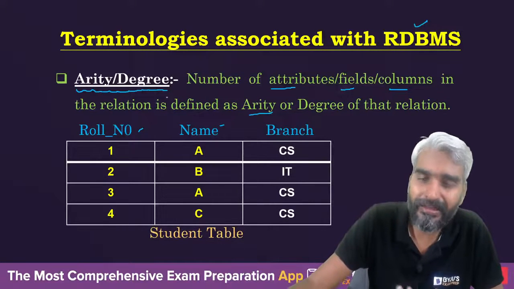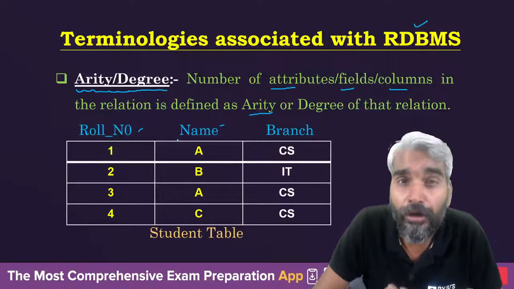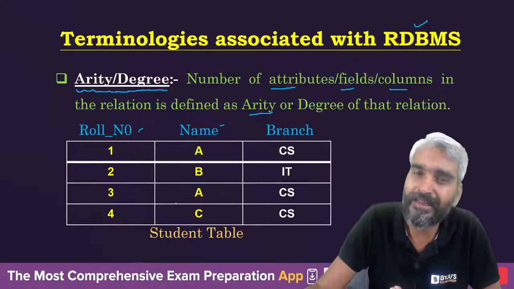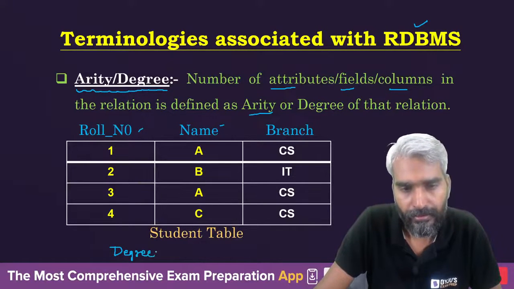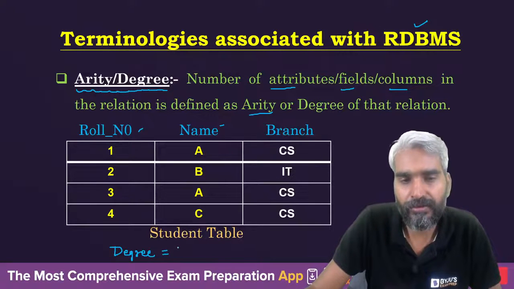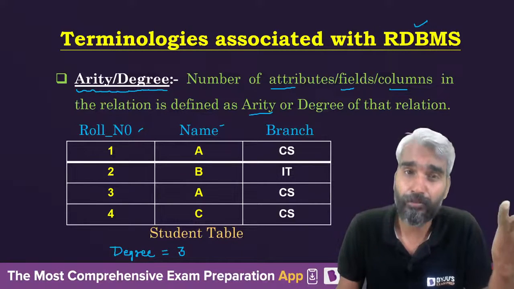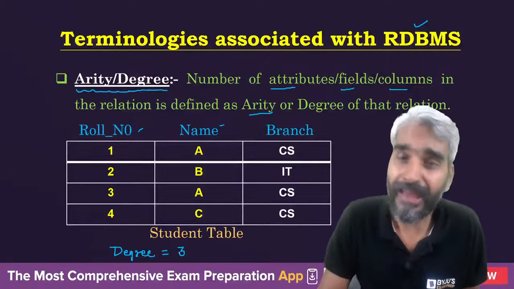Or degree. Degree is also the same thing: how many attributes or fields are present in the relation. So what will be the degree of this relation? The degree of this relation will be 3 because it consists of 3 attributes. Simple. Clear. So these are the important things.